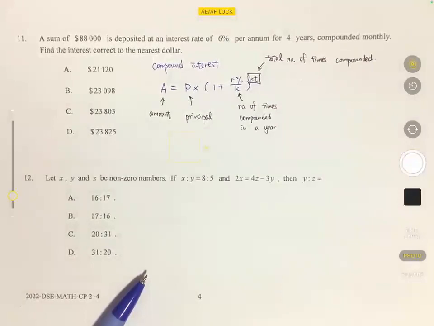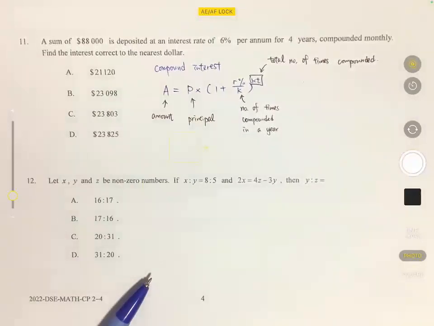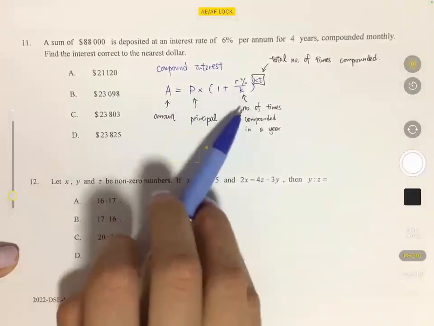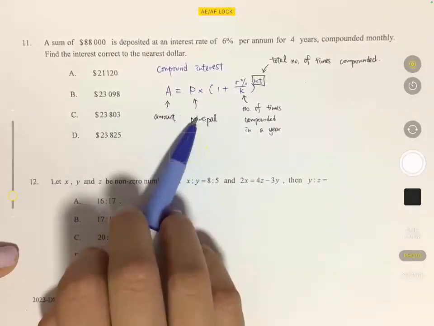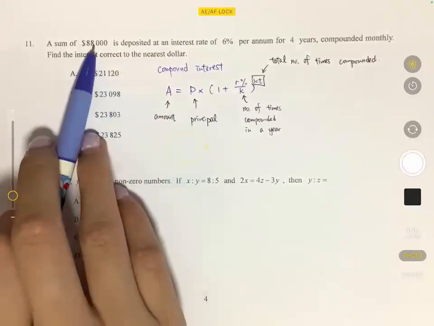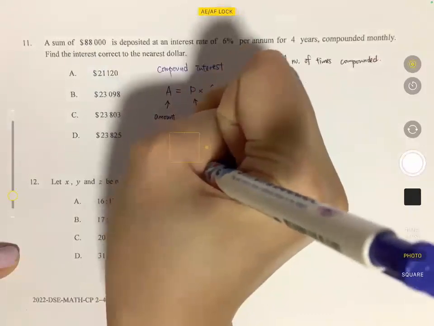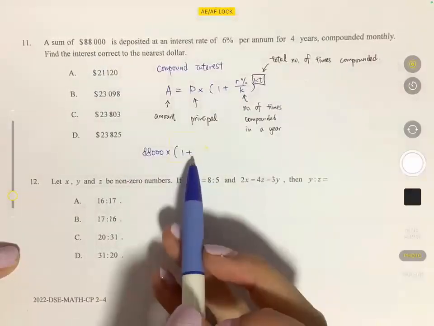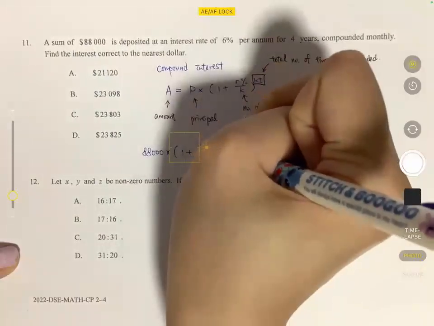So according to this formula, how can we find the amount in this question? Let's plug in. First, A is equal to P times the bracket, then to the power. P means the original money, the principal. The original money is this one, 88000, times the bracket 1 plus our percent, the interest rate, 6%, divided by K.